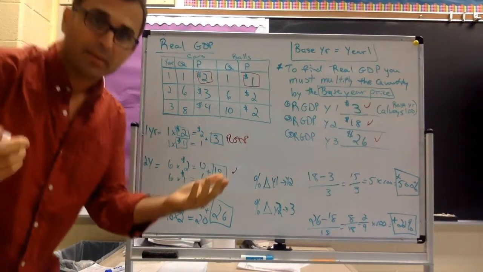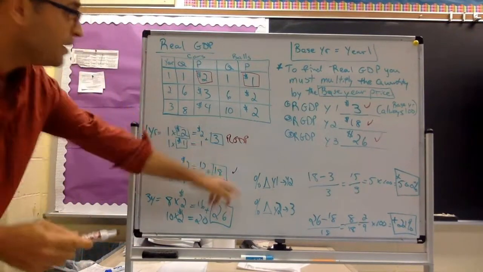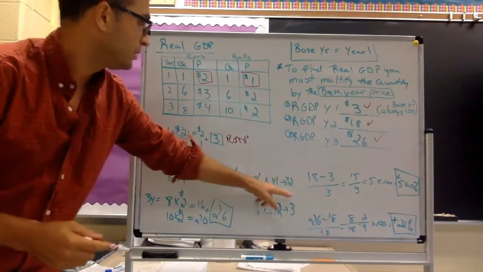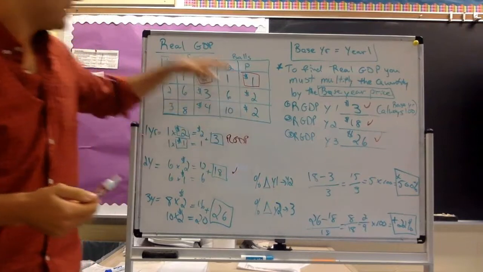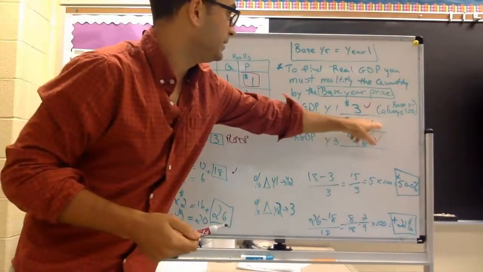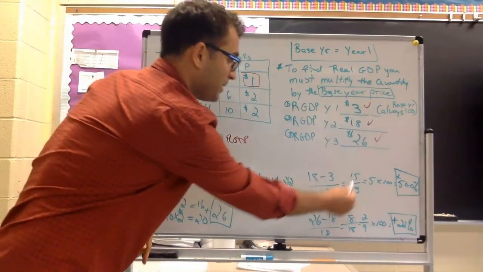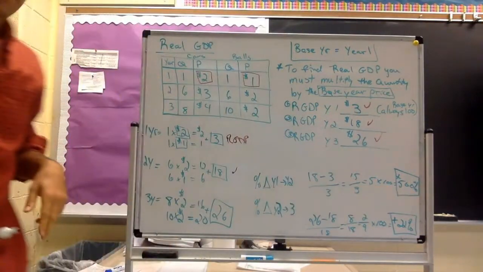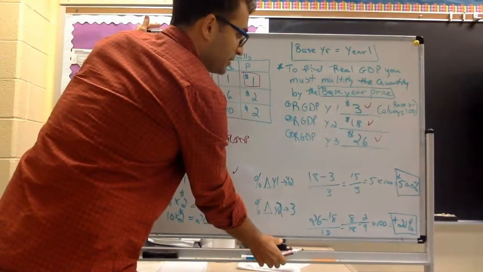So now we're not done. We can find the percentage change, the growth from year 1 to year 2. Well, what do you do? You take the new minus the old. So 18 is the new minus 3. 18 minus 3 divided by 3, 15 over 3 gives you 5 times 100, 500%. Year 1 to year 2 increased 500%.